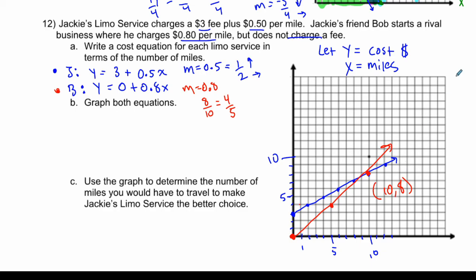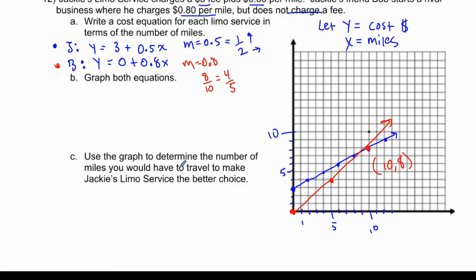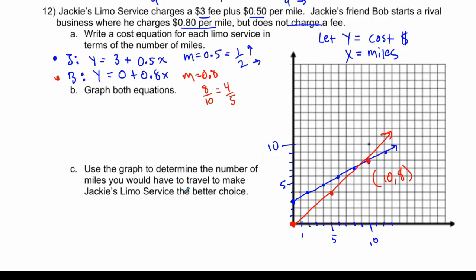So using our graph, we need to determine the number of miles you would travel to make Jackie's limo service the better choice. By better choice, we mean the lower cost. If we look at these lines, the y value is the cost. So essentially this is saying, at what point is Jackie's line below Bob's line? Before 10, she's more expensive, and after 10, she's less expensive. So we would say after 10 miles, Jackie is the better deal.